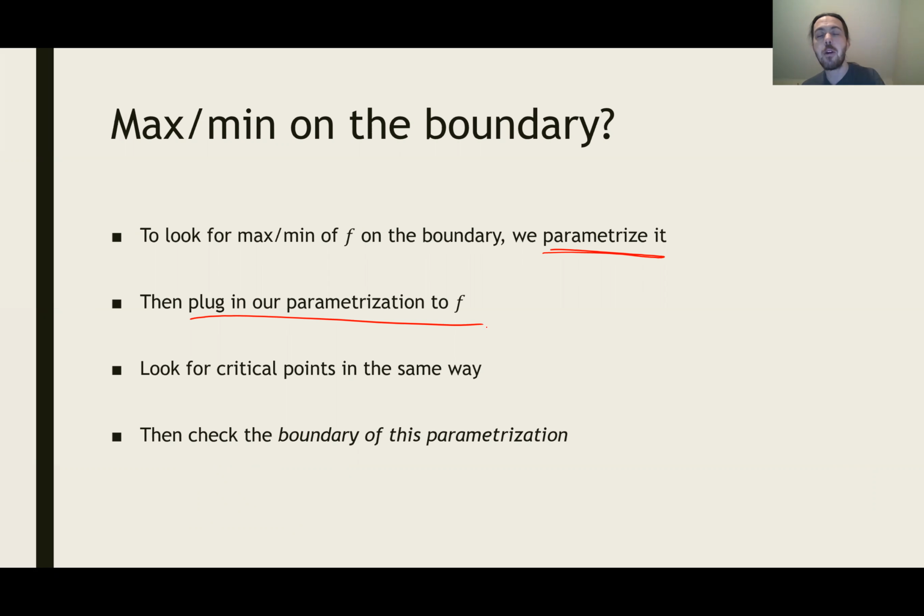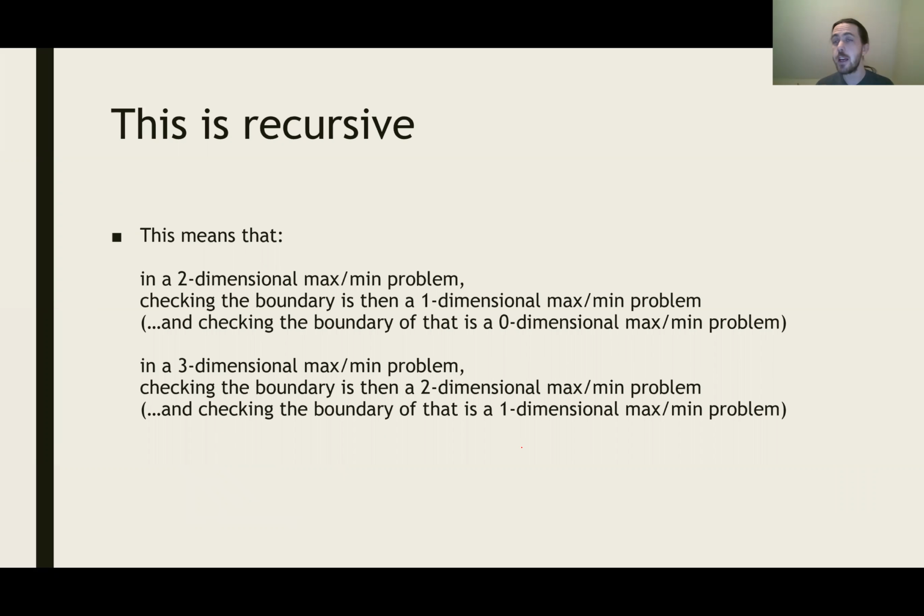Then we plug our parameterization into the function, and we look for critical points the same way as before, and then we have to check the boundary of this parameterization. And this means that we have a recursive procedure. If we've got a 2-dimensional maximization or minimization problem, first we look for critical points on the inside. Then we parameterize the boundary. That's a one-dimensional maximization minimization problem. And then we check kind of the boundary of our parameterization. That's a 0-dimensional maximization minimization problem.